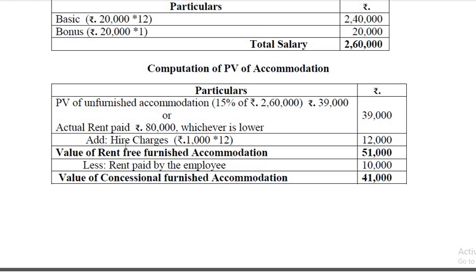Now here furniture is provided. So value of furniture is actual hire charges because it is higher. So 1000 into 12, 12,000. So value of rent-free furnished accommodation is 15,000.